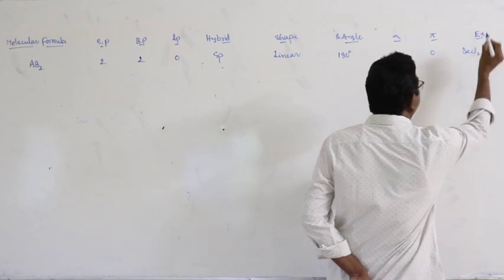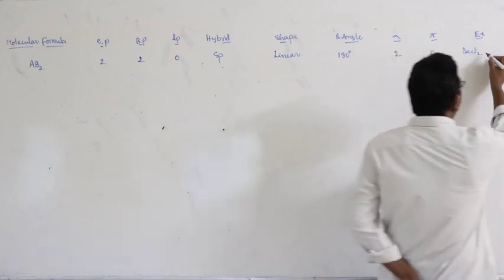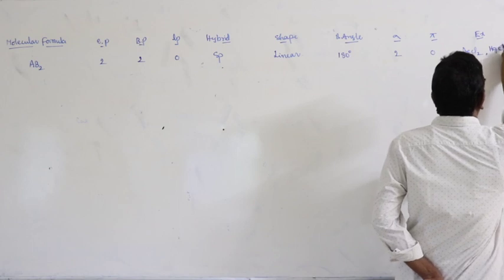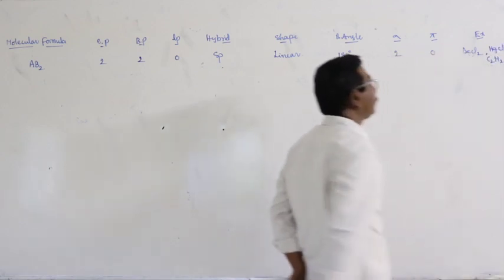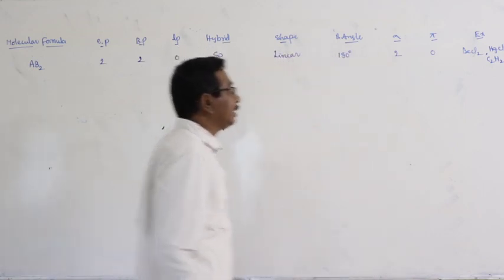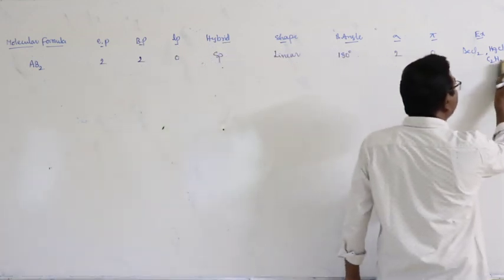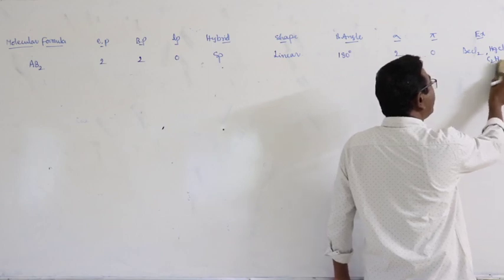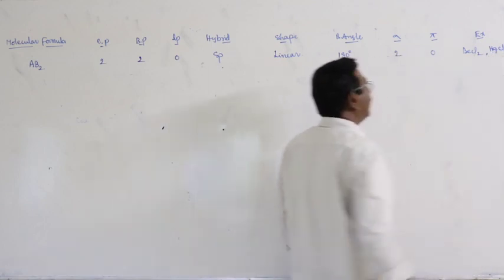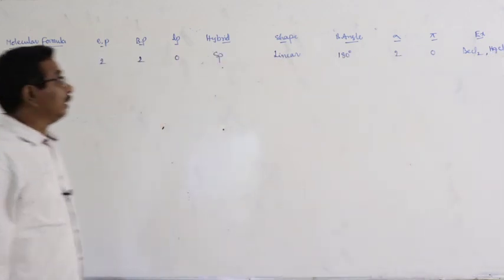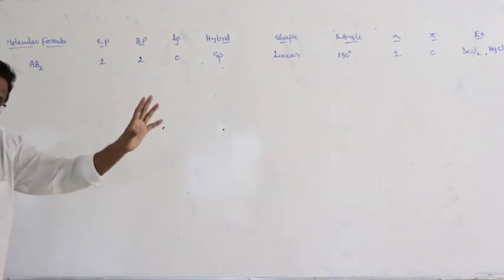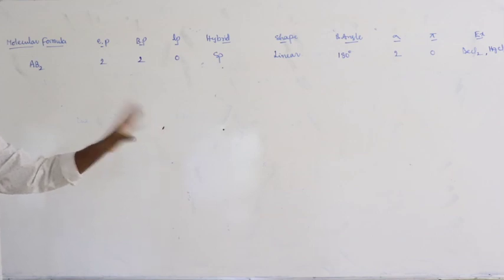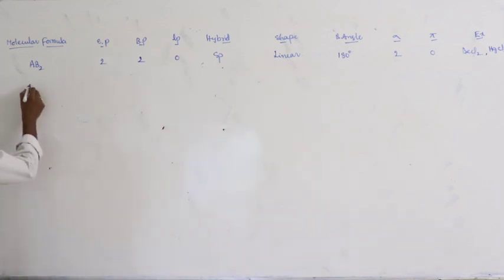Example, you are already familiar: BeCl2, HgCl2, C2H2. In C2H2, this is a molecule with more than one central atom. Okay, leave it. 2 electron pairs, 2 bond pairs, beryllium chloride. You have to fix it.